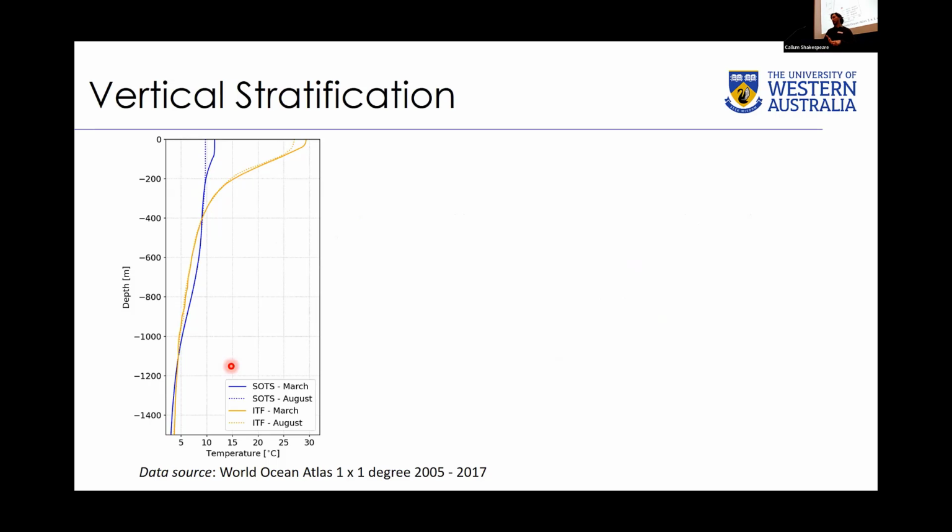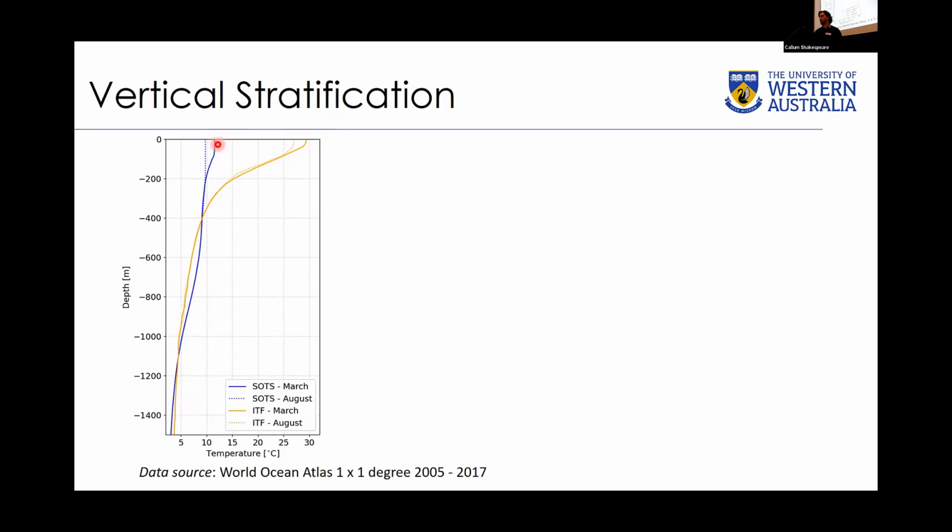So firstly, I'll just contrast the differences between tropical regions and the polar regions. These are temperature profiles from the World Ocean Atlas, and one is around Indonesia. So this is Indonesia in March temperature. You get this large thermocline that's 200 to 400 meters deep, and it decays exponentially as you go deeper.